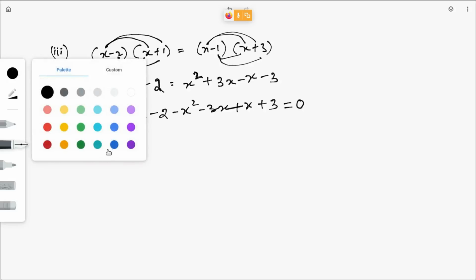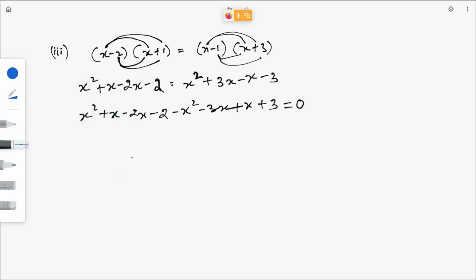Understood? Any doubts? No, sir. No doubts. Fine. Okay. Now find all the x square terms here.